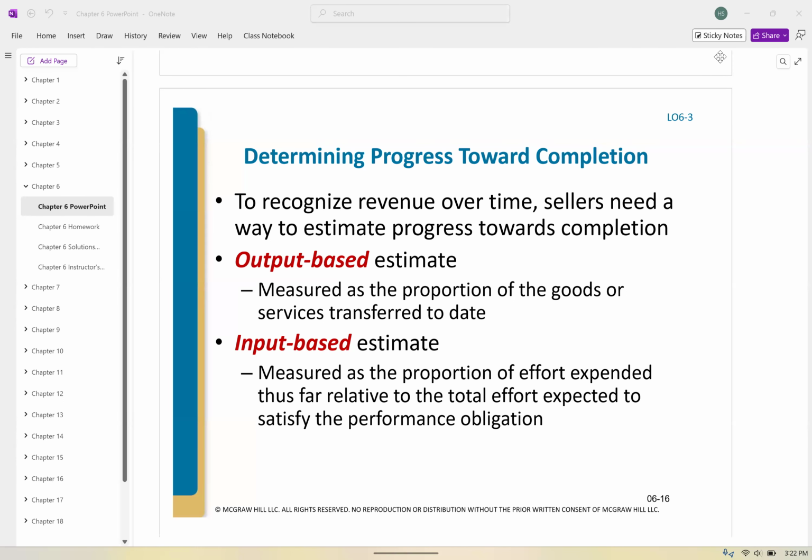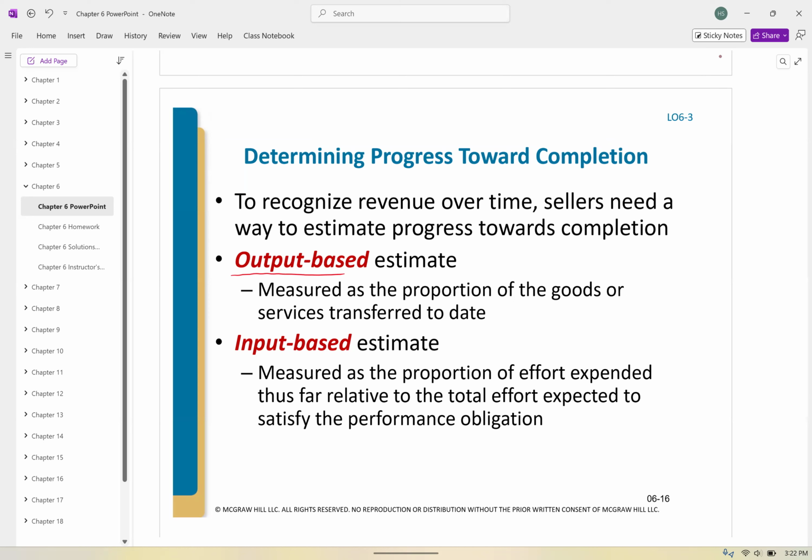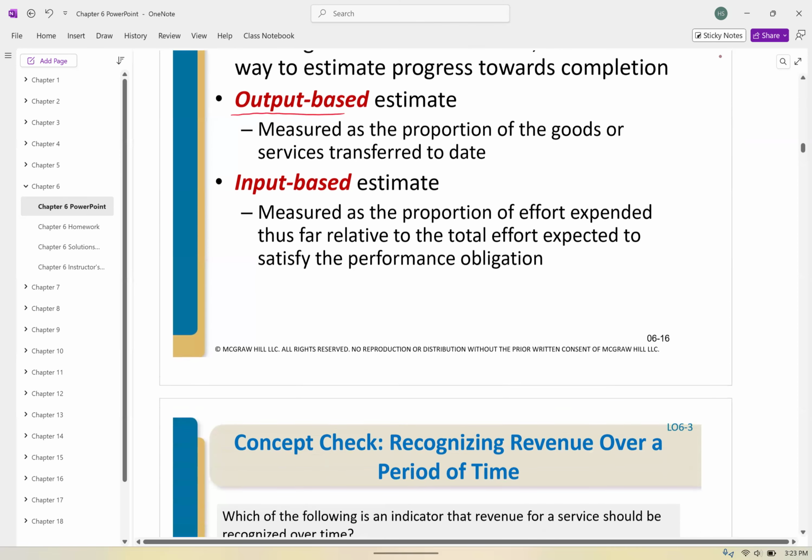All right. So sometimes when we're determining the progress towards the completion of a contract, we could look at an output based, and that's what we just did in the previous example. We provided that service of that subscription. It could also be input based, measured on a proportion of the effort expended thus far relative to the total effort expected to satisfy the performance obligation. So it could be based on output based or input based.